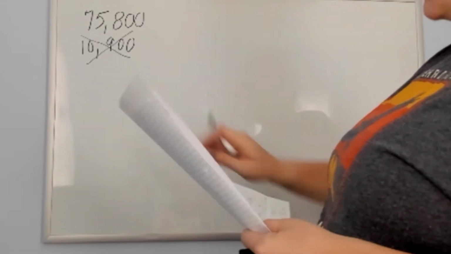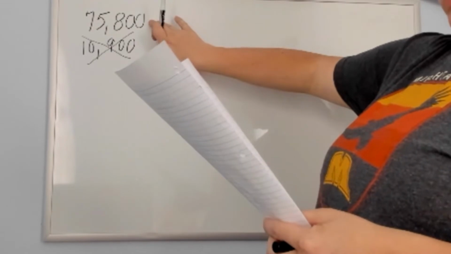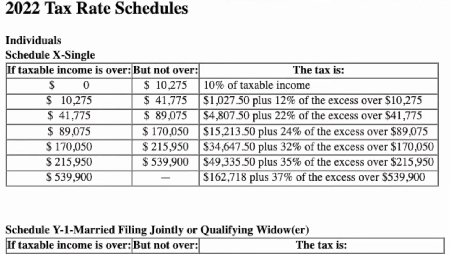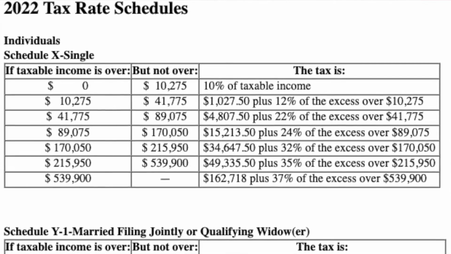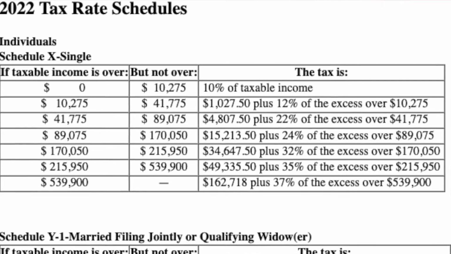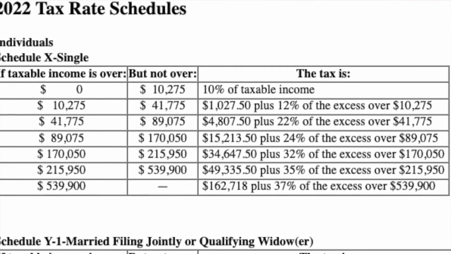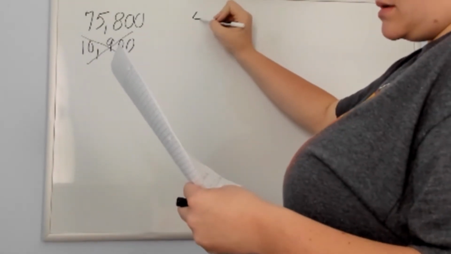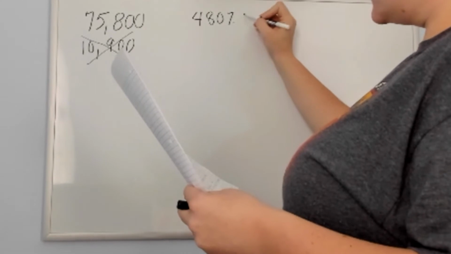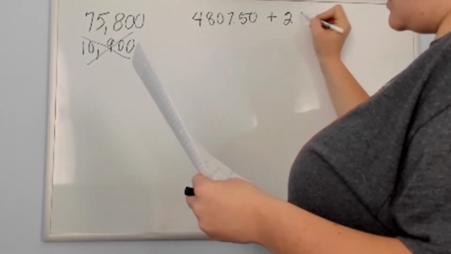So now that we know what our income is, you're going to go to the tax bracket, and you'll see $41,775 to $89,075. Inside that bracket, you'll see that it's $4,807.50 plus 22%.